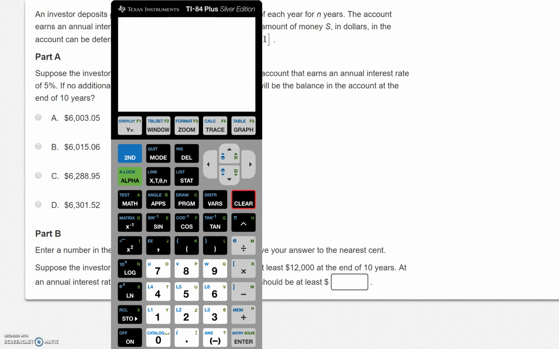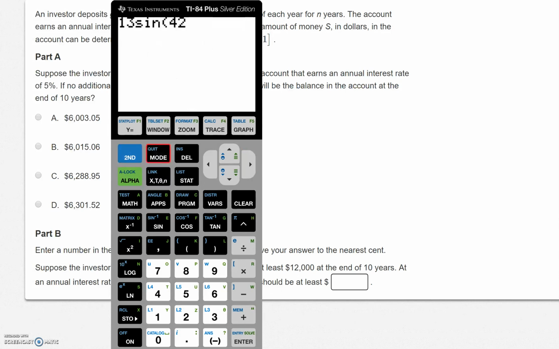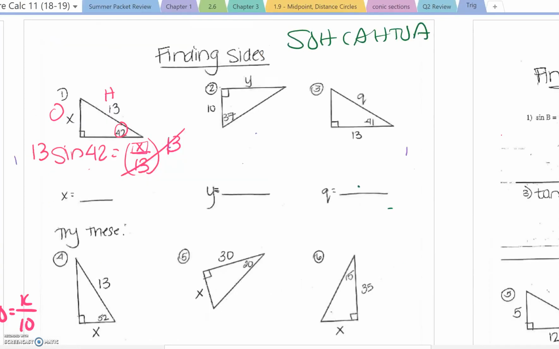So if I did 13 sine 42, and remember, you want to make sure your calculator is in degree mode. So mode, scroll down 2, it should be blinking on the degree. Once you make sure it's in degree, 13 sine 42, so you get about 8.70. I'm going to say it's 8.70 because the 0 tells me I have more things, a lot more things here. So 8.70.